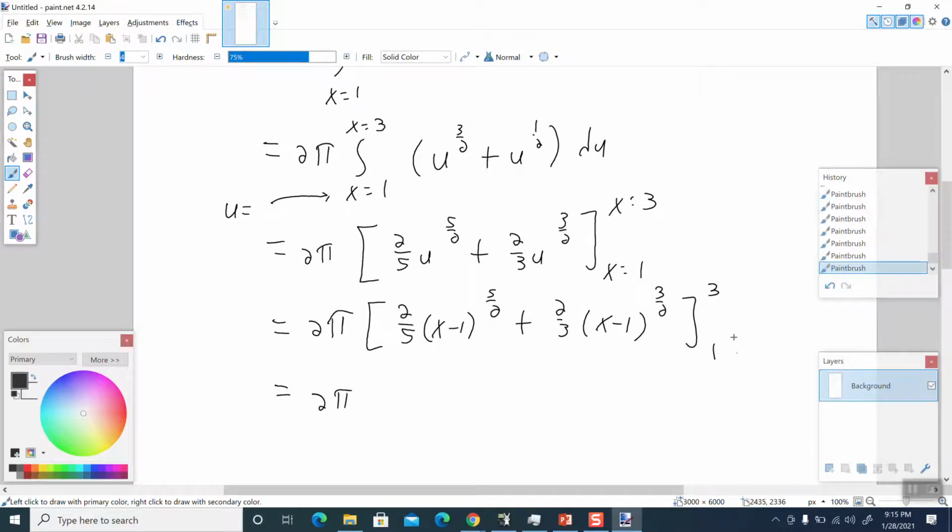Now the 1's going to drop away because 1 minus 1 is 0. So I just need to worry about 3. So this is going to give me 2/5 times 2, yeah, 3 minus 1 is 2, to the 5/2, plus 2/3 times 2 to the 3/2. And that's good enough for simplifying.